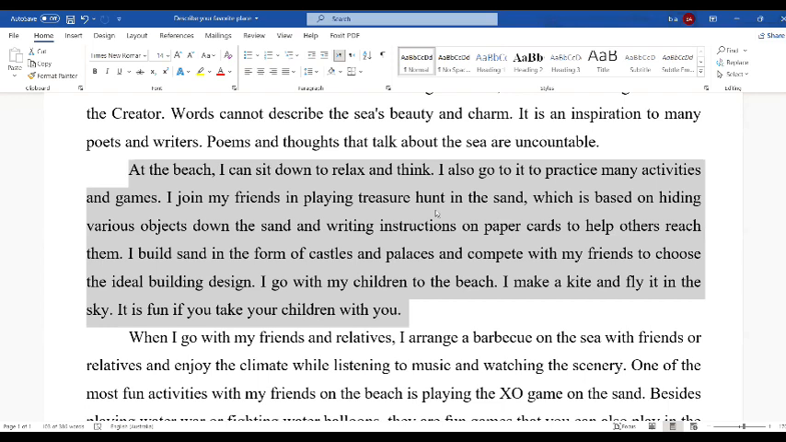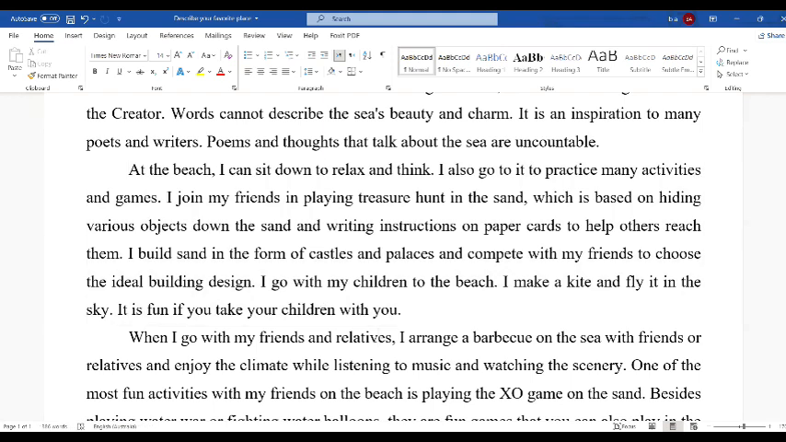When you, for example, hide something, especially in the sand when you are at the sea, at the beach, I mean, and you ask your friend to find the thing that you hide, it's called treasure hunt in the sand, which is based on hiding various objects down the sand and writing instructions on paper cards to help others reach them. I build sand in the form of castles and palaces and compete with my friends to choose the ideal building design. I go with my children to the beach. I make a kite and fly it in the sky. It's fun to take your children with you.